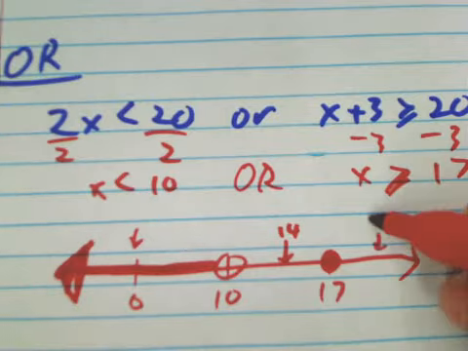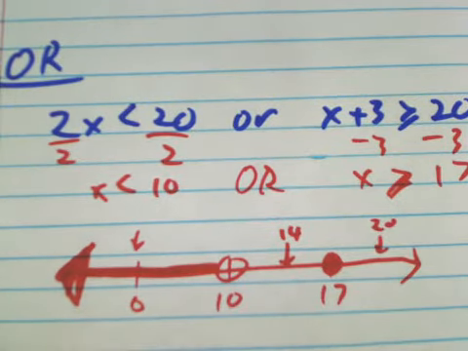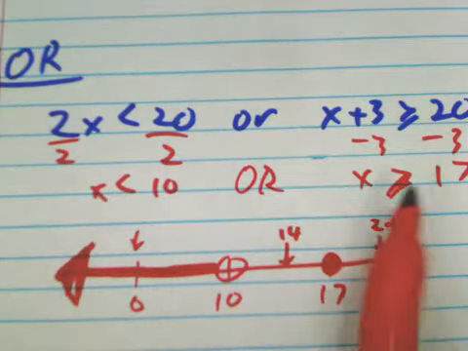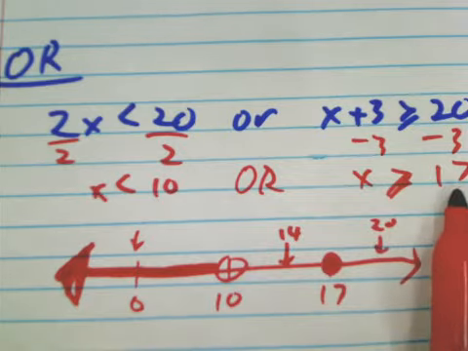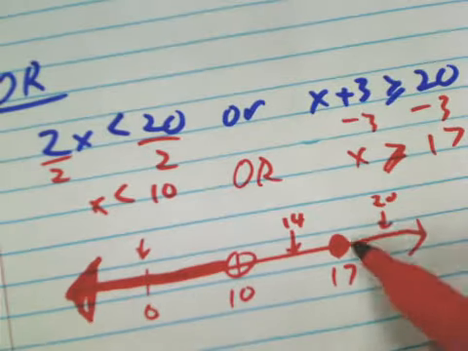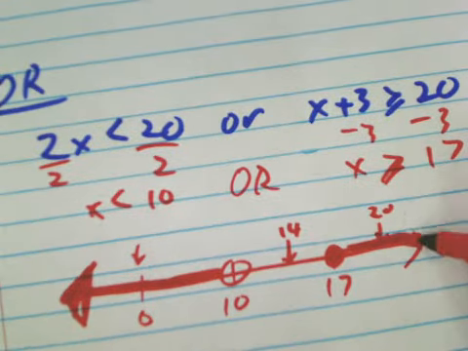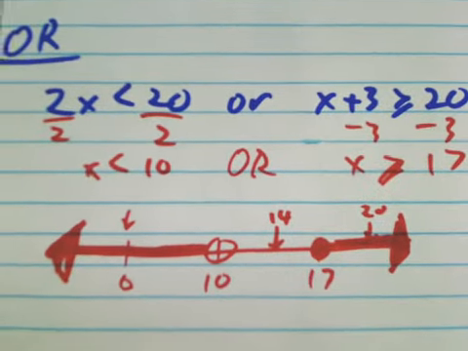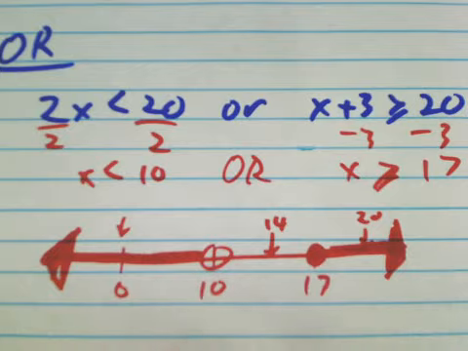Let's look over here at 20. Okay, is 20 less than 10 or 20 greater than 17? Well, 20 is greater than 17. Because it fits one or the other, I'm going to shade up there. 95% of OR inequalities will look like this. It'll be the two ends going out. 95% of them. Every now and then they'll throw one at you that doesn't, and we'll do one of these in your try it, it is going to be a little weird. But 95% of them are going to look like that.